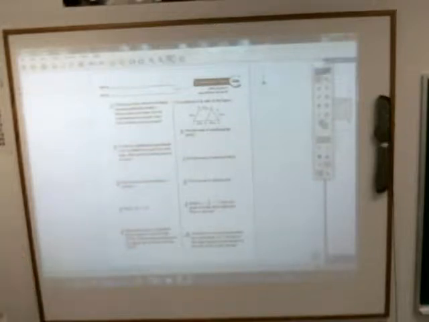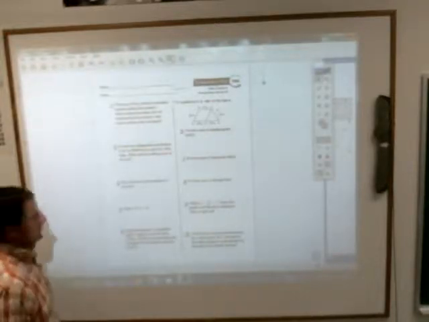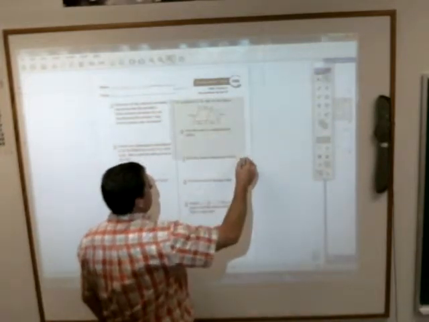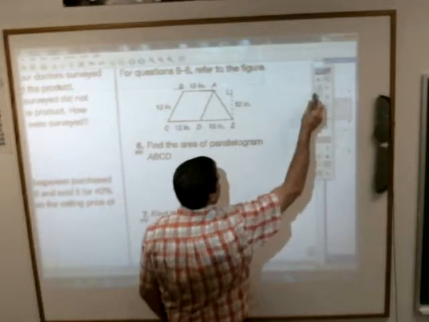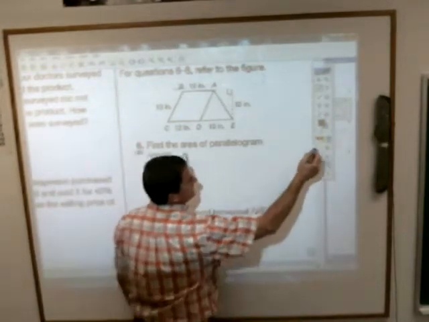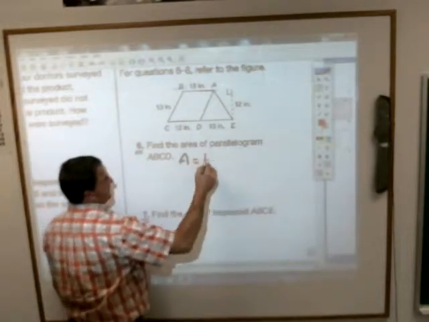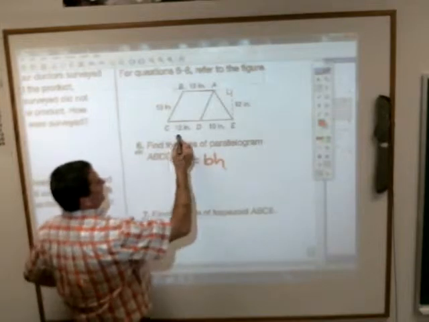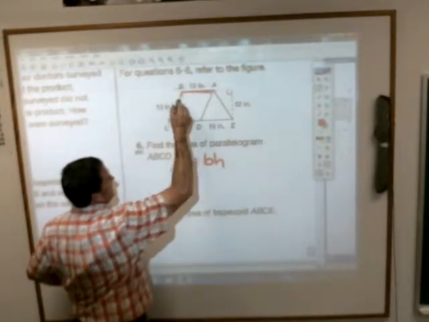Again, feel free to write down notes. Let's just start with number 6, because for number 6 you would want to write the formula for the area of a parallelogram. And remember, the area of a parallelogram is just base times height. They just wanted parallelogram ABCD.